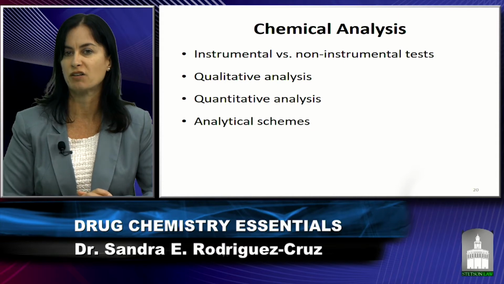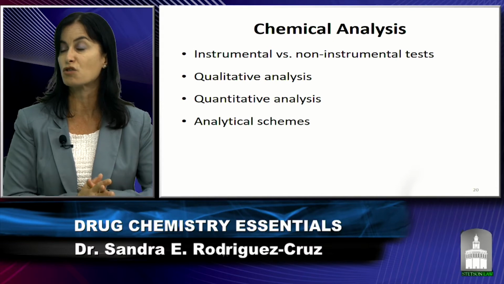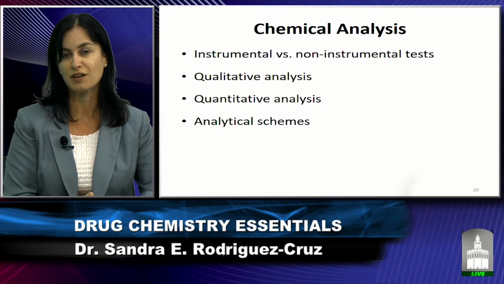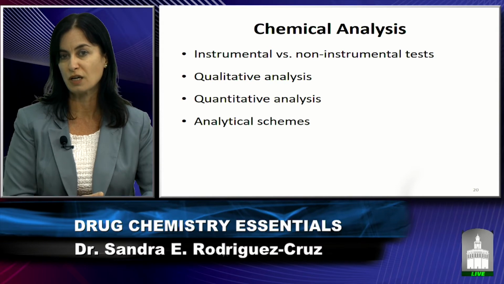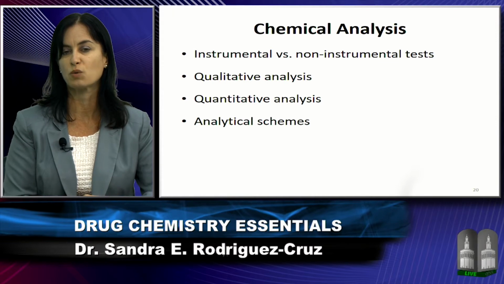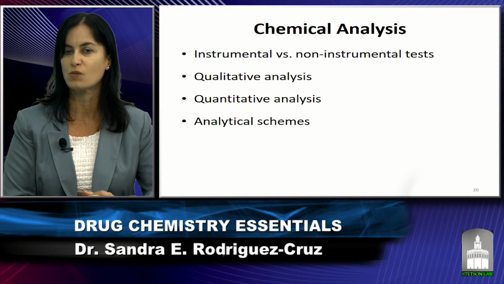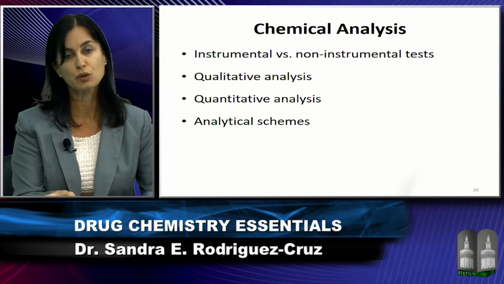Chemical analysis in general can be performed using many different tests. Some of those tests may be instrumental, may be use of a particular type of machine or scientific instrument. Others may not need the use of a particular instrumentation. Chemical analysis may encompass qualitative as well as quantitative analysis, and all these analyses should be put together in what we call an analytical scheme, which is the entire procedure that would generate the results that will make the analyst able to form a conclusion.